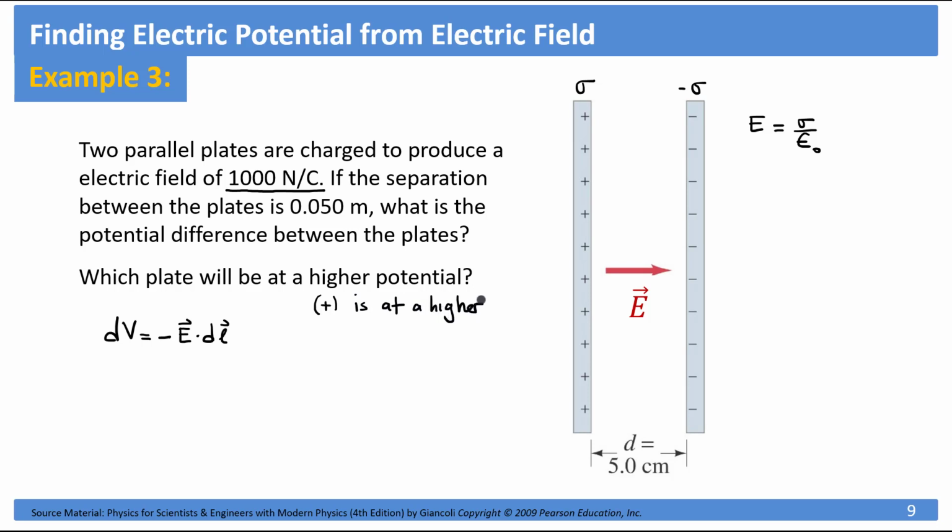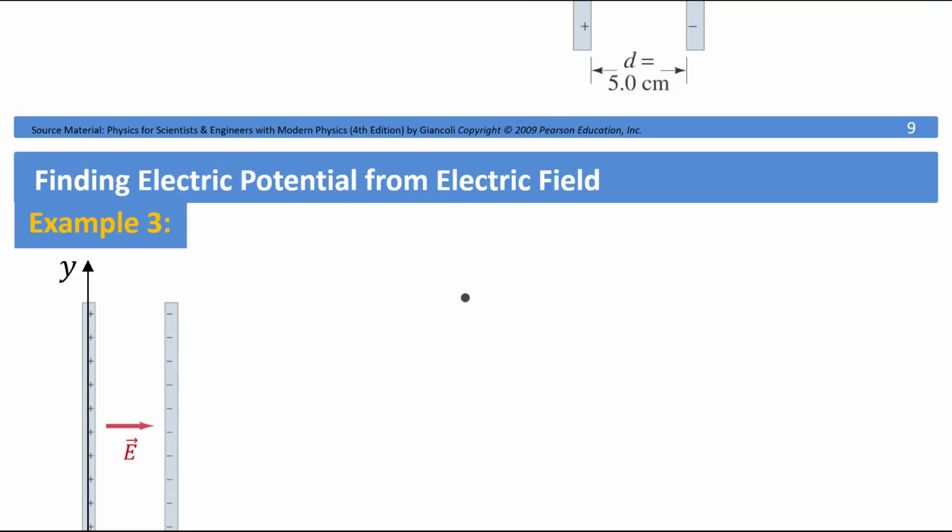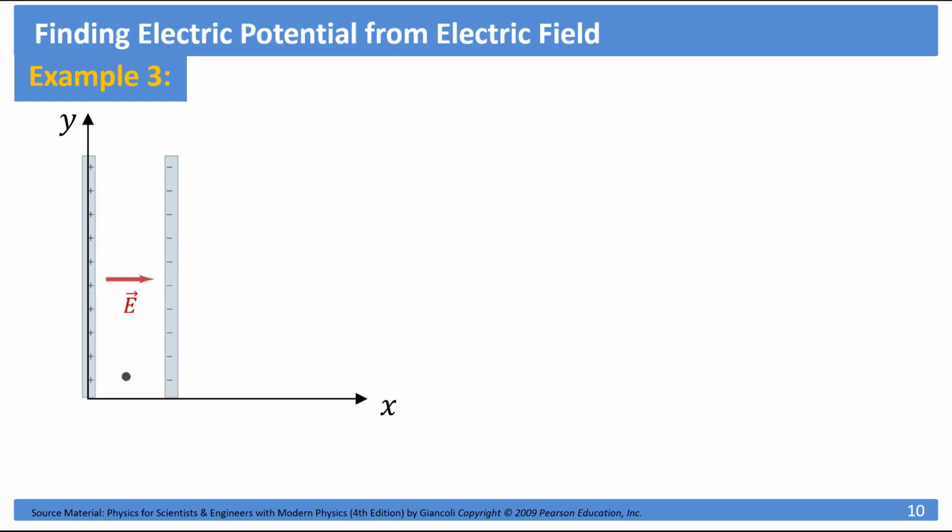Okay, now that we figured out which one is at a higher potential, let's see if we can calculate the exact value of the potential difference between these two plates. And for that, let's move on to the next board. Now I chose a coordinate system as shown here. So this is x equal to 0. This is the position of the positively charged plate, and x equal to d is the position of the negatively charged plate.